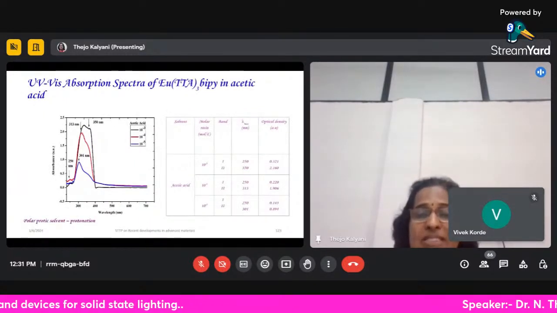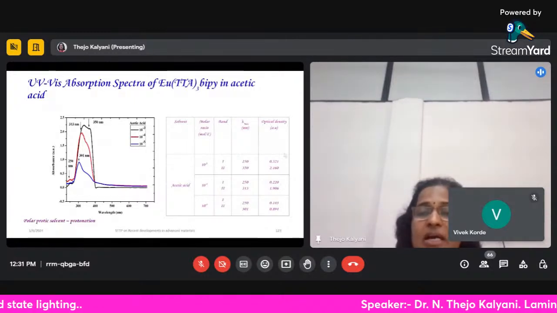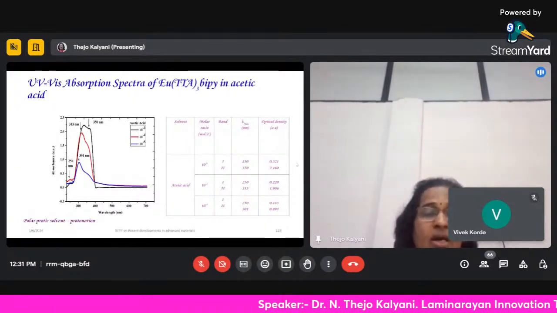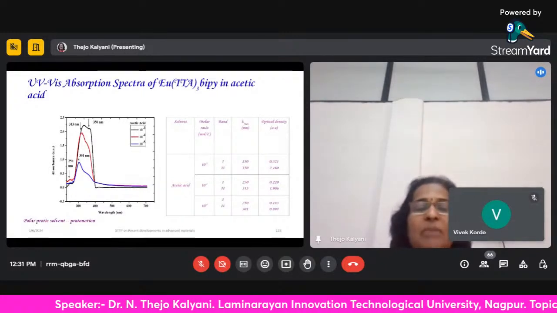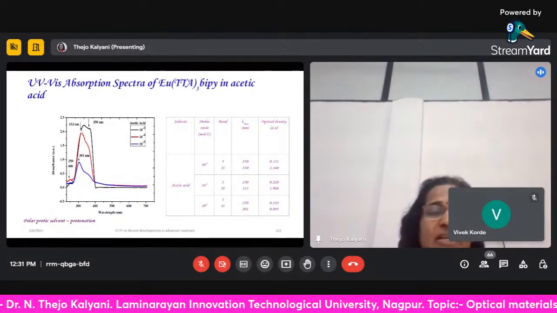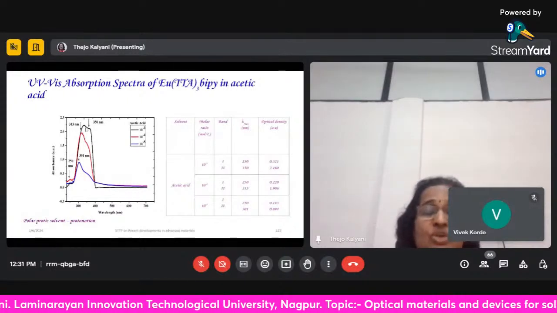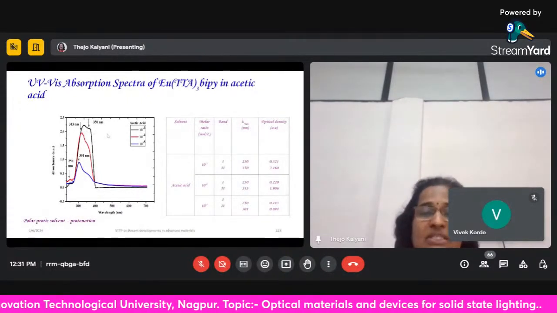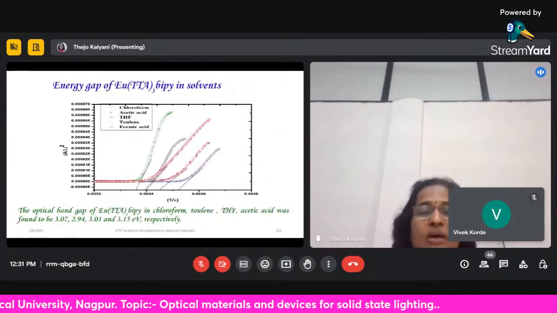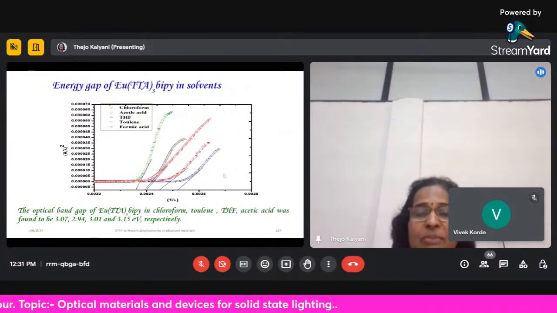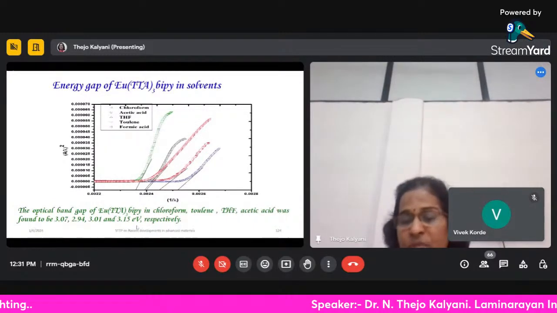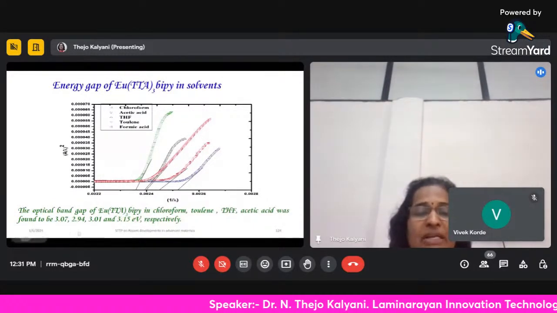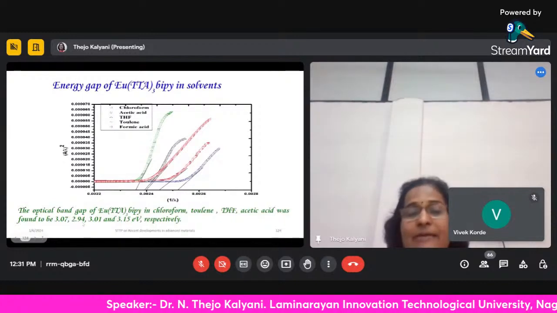If you talk about acetic acid, we can say that it is a polar protic solvent. Protonation is most common in that. Maybe because of the degradation, you can see that the intensity has drastically decreased whenever I have used this acetic acid. We have also tried to find out the energy gap of the materials, and we have found that they are lying within the desired range, that is around 3 electron volts. This is the energy gap of the materials which have the property to emit red light.